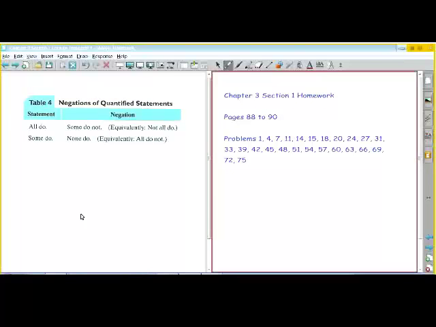So here's kind of the negation of quantified statements. All do, some do not. That's what we kind of said. But I guess not all. That's kind of the same thing.